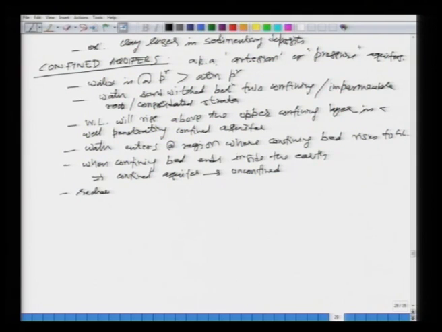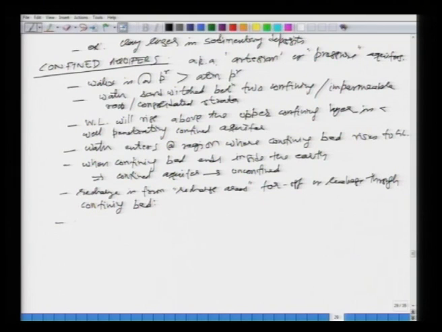The recharge is from the recharge areas which are far off or leakage through the confining bed. Okay. As we have just said, the recharge in the confined aquifer is from very far off areas as compared to the unconfined aquifers, because in the unconfined aquifers the recharge can be from the top.